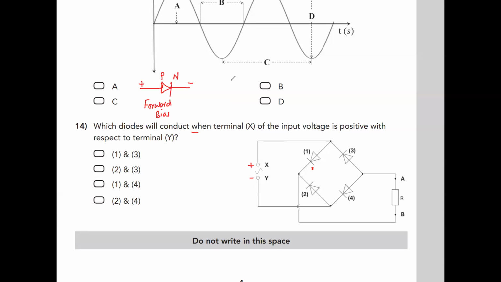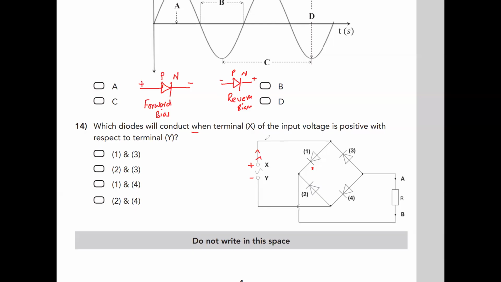But in reverse bias, we have this diode like this, and this is my P and this is my N. When P is connected with negative and N is connected with positive, this is my reverse bias. Okay, now we have to solve this question. We have to take any terminal. X is positive, Y is negative, so the current is moving from here.